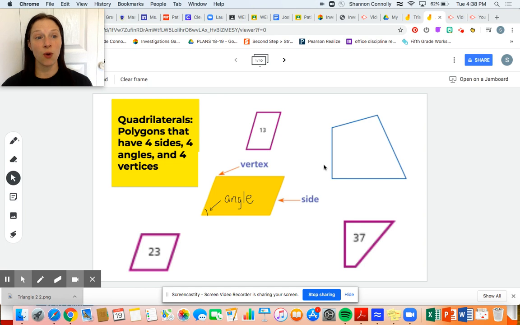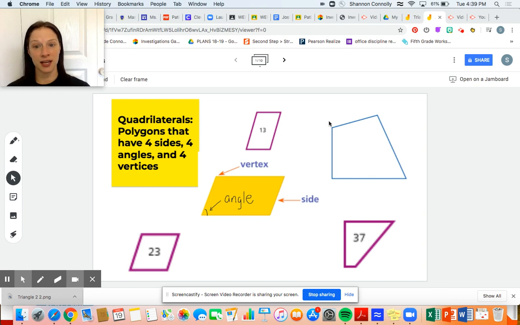So a quadrilateral, the word part quad means four, okay? So we're talking about all fours, all things fours. So quadrilaterals are polygons that have 4 sides, 4 angles, and 4 vertices. So what do I mean by polygon? A polygon is a shape with many sides, okay? We're going to be talking about specific polygons, quadrilaterals, 4 sides.